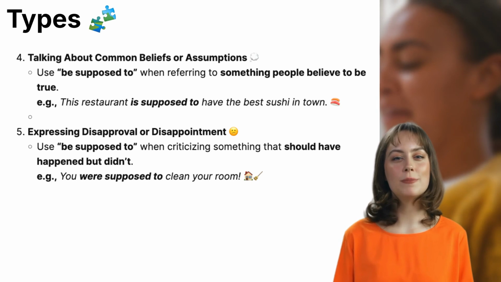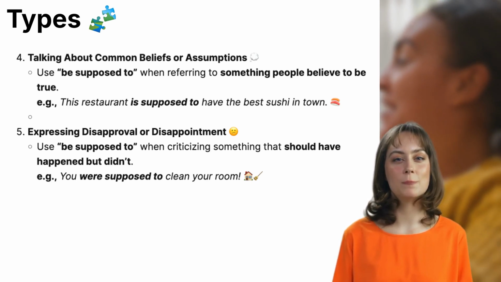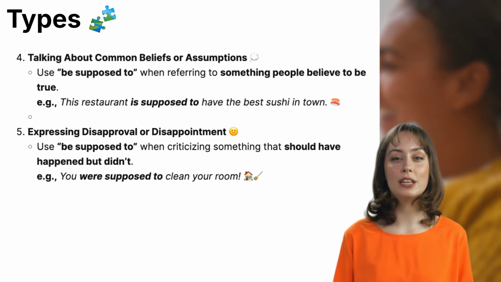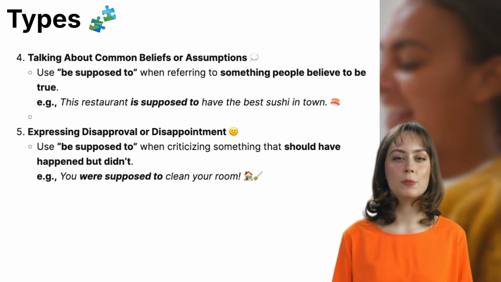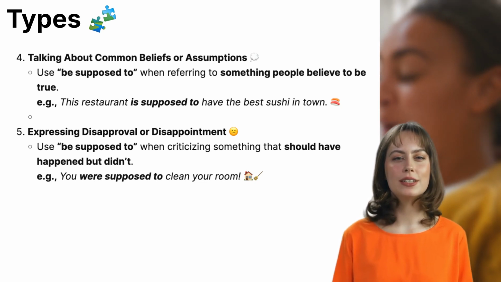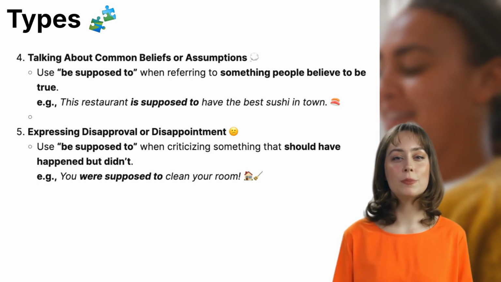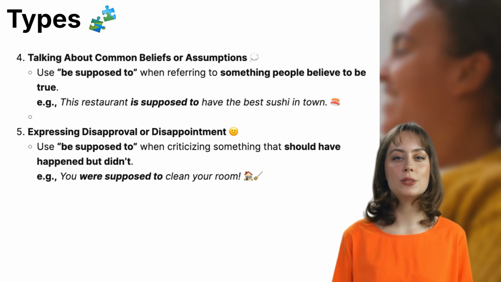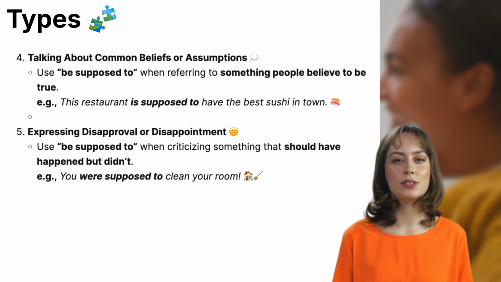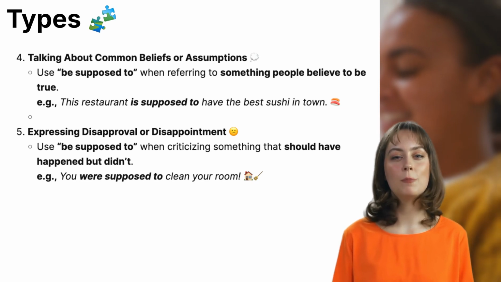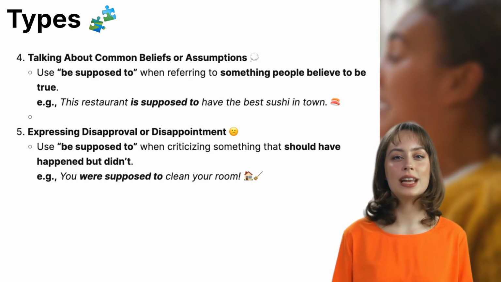We also use be supposed to when criticizing something that should have happened but didn't. Example: you were supposed to clean your room. This expresses disappointment because cleaning the room was expected, but it didn't happen. More examples. She was supposed to email me, but she never did. You're supposed to be studying, not playing video games. This structure is commonly used by parents, teachers, or bosses when they are frustrated that something didn't happen as planned.